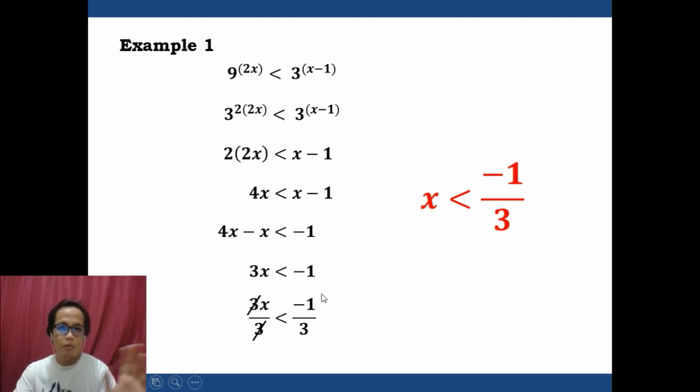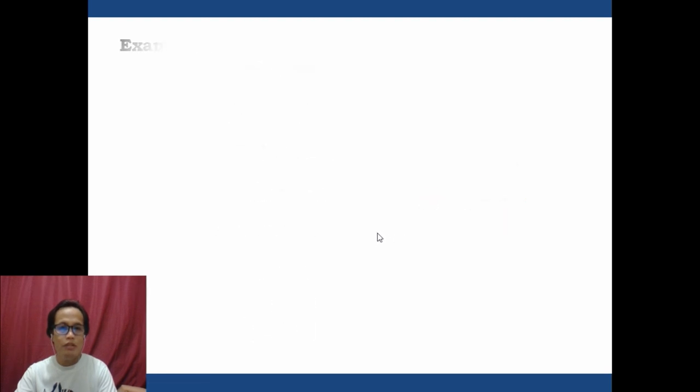Okay, kay mao man ni ang kalahian ngadto sa equation sa exponential equation. Kung mag-divide ka og negative or mag-multiply ka og negative to both sides of the inequality, ang symbol nimo ma-change na siya. Kana kung negative. Pero kung in this case, kay positive man ni, so ang atong symbol magpabilin. So x is less than negative 1/3. Okay, let's proceed to the next example.